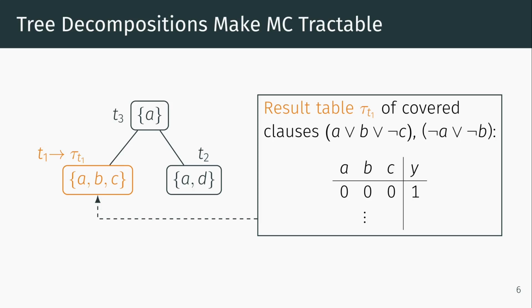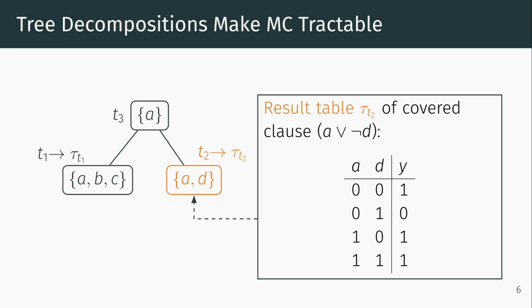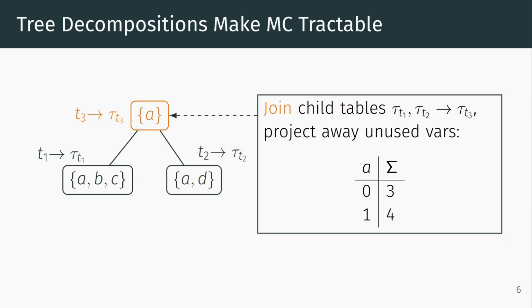So we store this table and then proceed to our next leaf node, T2, which is labeled by variables A and D. So this covers the third clause, A or not D. Again, we construct a result table and store it as an intermediate result. Now in the dynamic programming step, we join these child tables together and project away any unused variables. So in this case, only variable A remains.